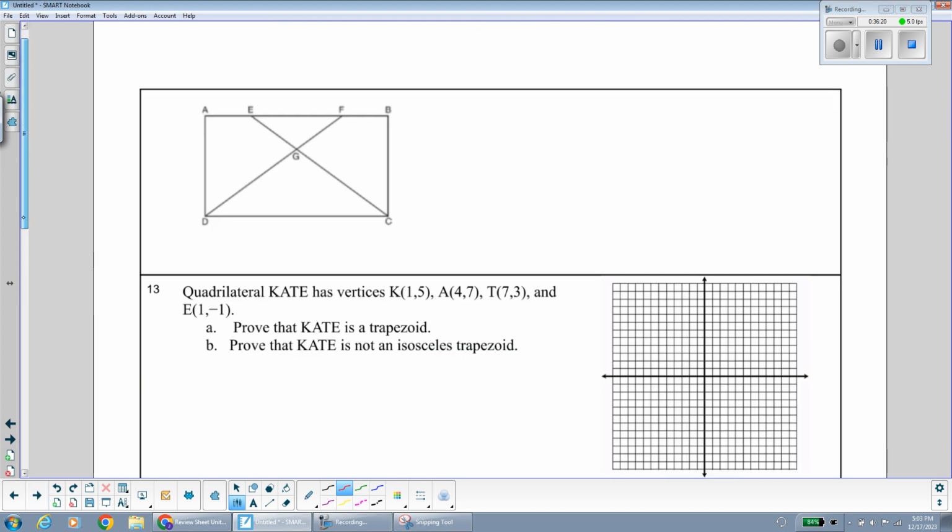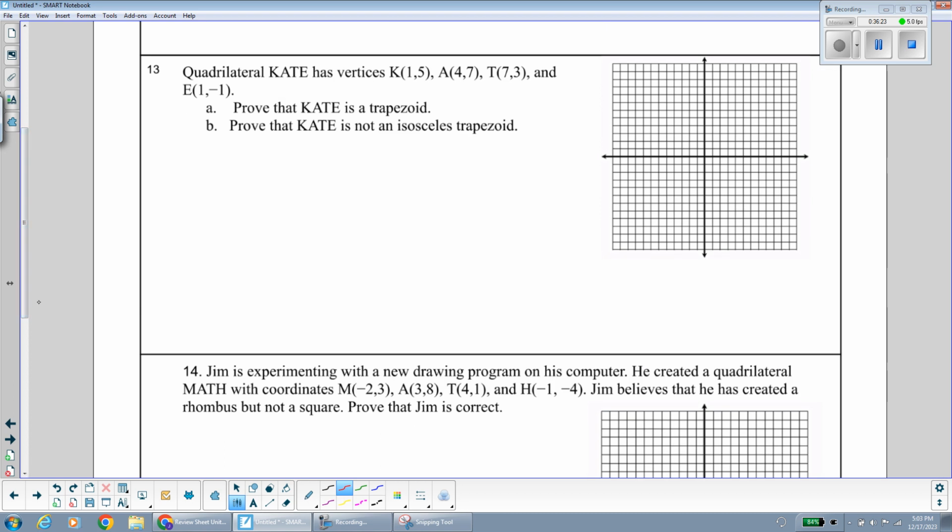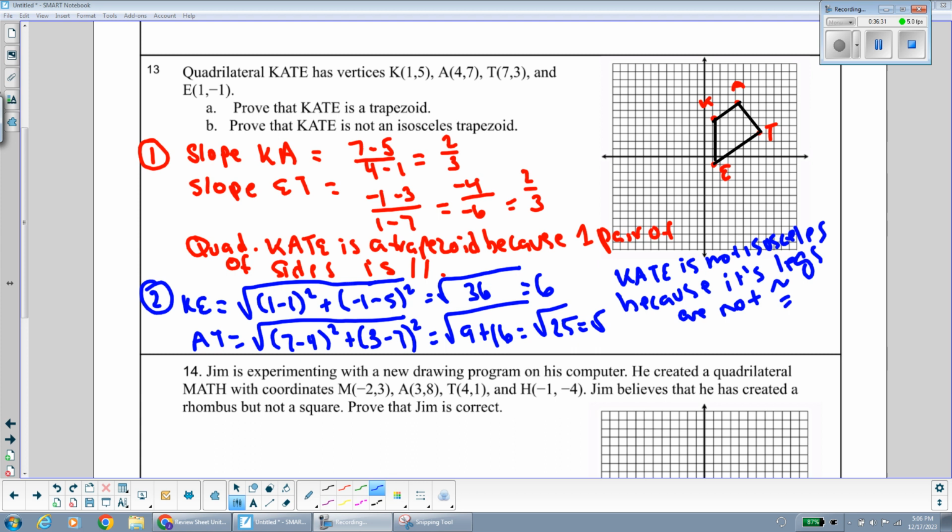Moving on to the next one, number 13. What we need to do is prove that we have a trapezoid, but that the trapezoid is not isosceles. Here I have the proof completely written up. In order to prove it's a trapezoid, we have to show that one pair of sides is parallel. So here I have the work for that, as well as a concluding statement explaining why it's a trapezoid. And then to show it was not isosceles, I showed that the legs, KE and AT, were not congruent. I found that with the distance formula to show the lengths were not the same. And then I put a concluding statement: it's not isosceles because its legs are not congruent.